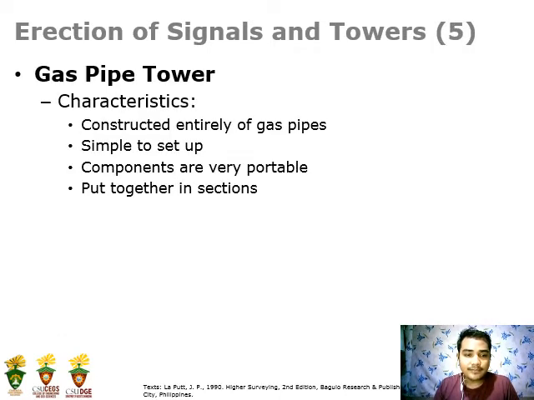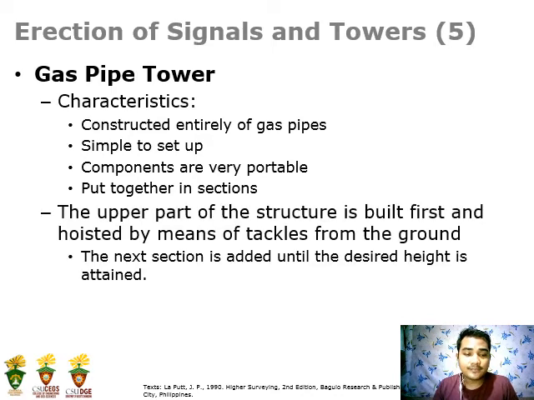Next is the gas pipe tower. Its characteristic is that it is constructed entirely of gas pipes. It is simple to set up, the components are very portable, and they are put together in sections. The upper part of this structure is built first and hoisted by means of tackles from the ground, and the next section is added until the desired height is obtained. So it is like joining section after section.